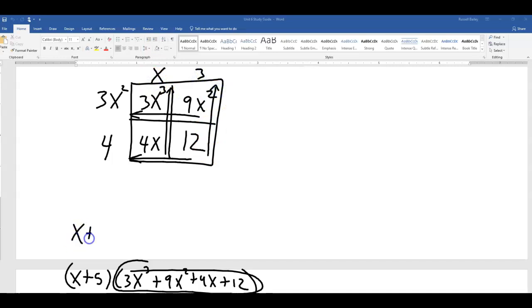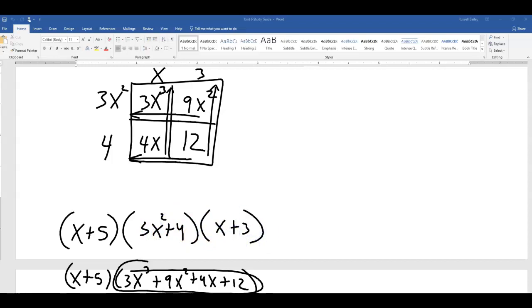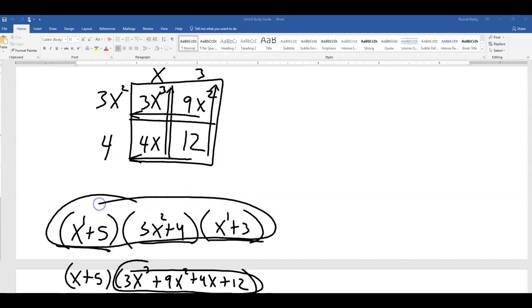And so we have x plus 5, 3x squared plus 4, and x plus 3. And then we should probably see if any of these things can be factored anymore. These are binomials with the highest power of 1. Those are done. This guy here, the only thing it could be because it has 2 terms is the difference of squares, but it's not. And so this would be the final answer there.